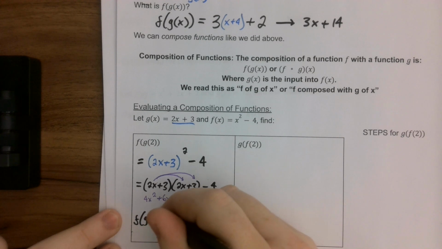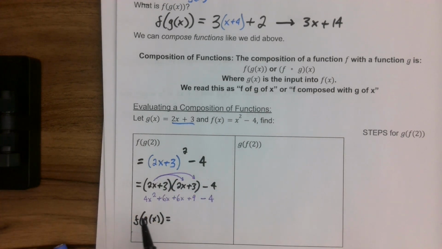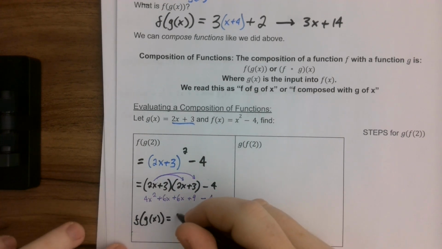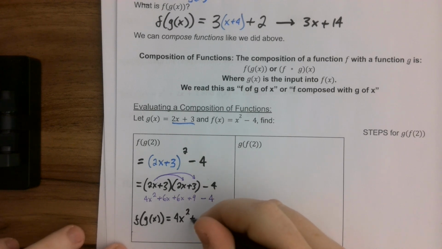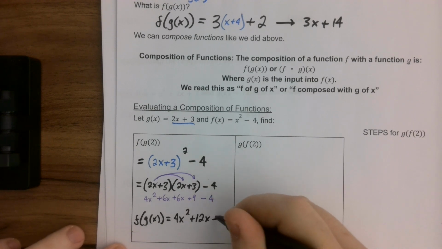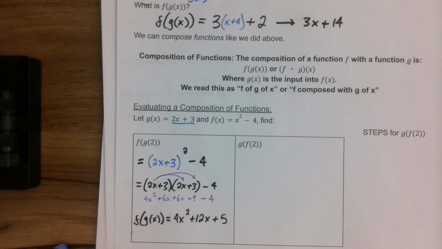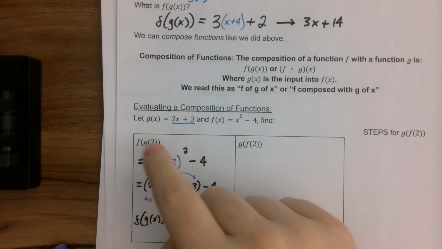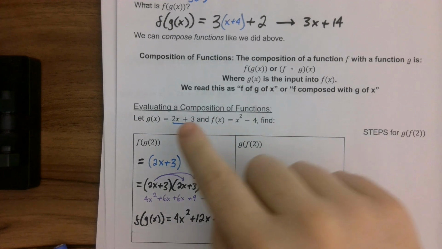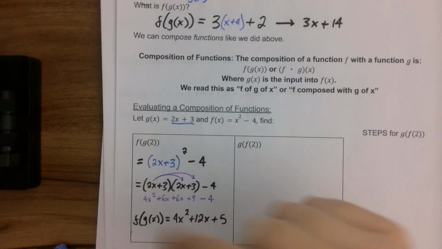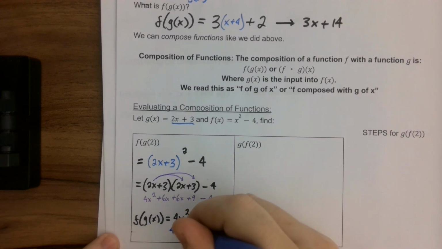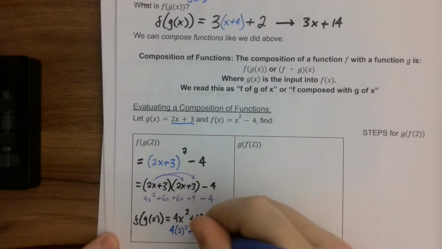f of g of x equals 4x squared plus 12x plus 5. But are we searching for f of g of x? Not really. Actually, we're looking for f of g of 2. So notice here, we're asked to plug in a 2 instead of x. So all we need to do from here is plug in a 2 everywhere we see an x.